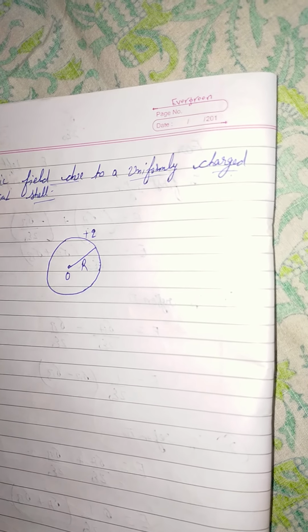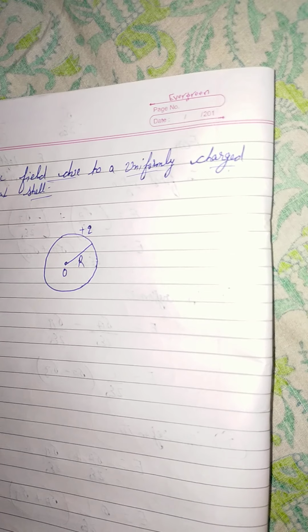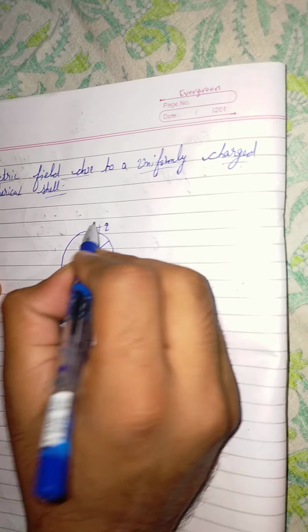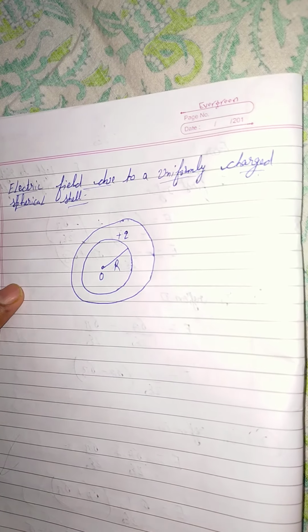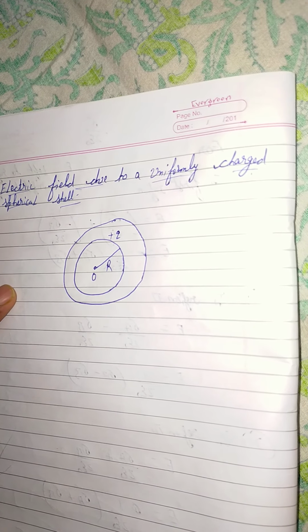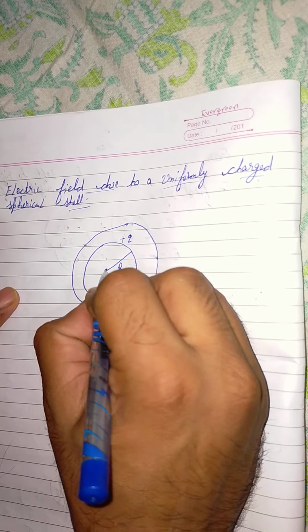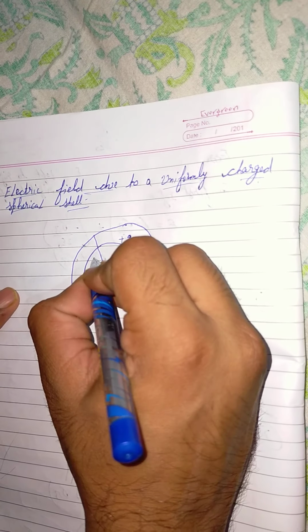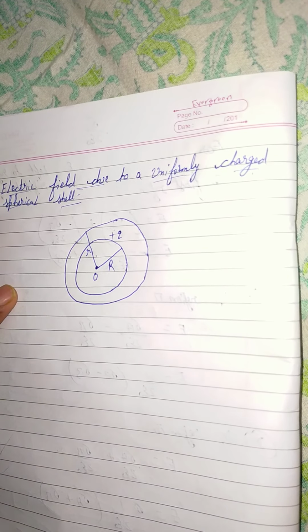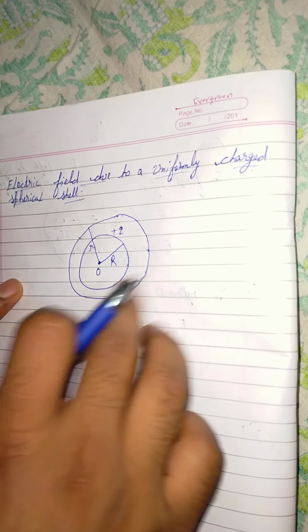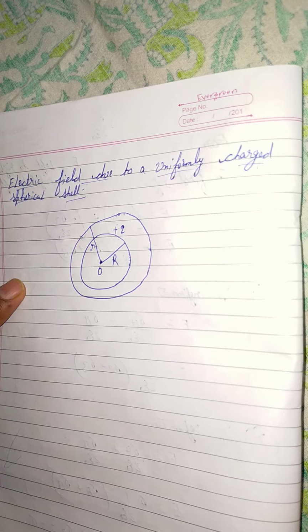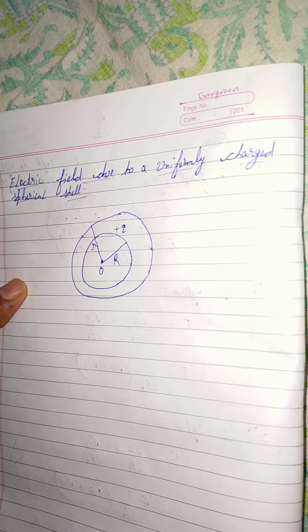That is the first step. Now the second step: we have to choose a closed surface. Suppose we draw a circle; this is our Gaussian surface. The distance from O to the Gaussian surface is smaller, and for this surface we want to calculate the electric field over the whole surface.